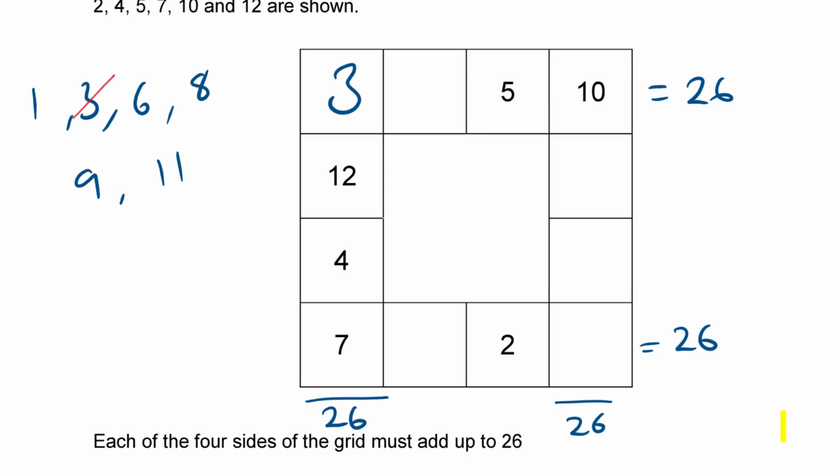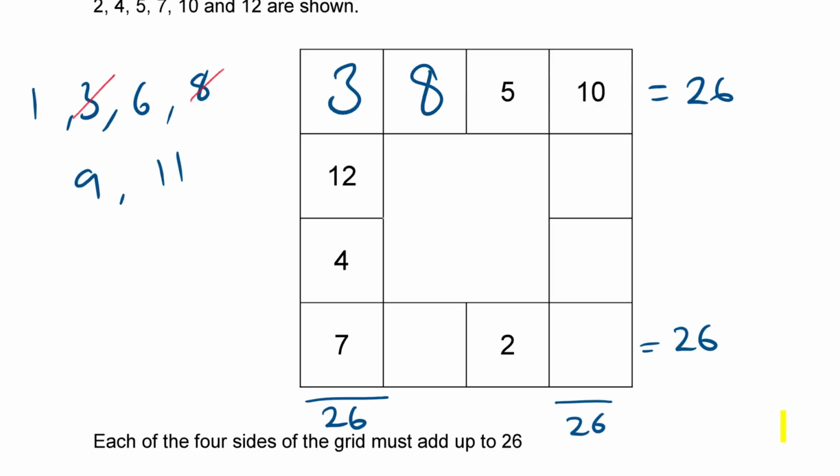Right, so where next? Okay, now putting that 3 there means that out of this row, I've now only got 1 number missing. 3 plus 5 plus 10 adds up to 18. So the missing number needs what I need to add on to 18 to make 26, which has got to be the 8. So the 8's going to have to go in there.